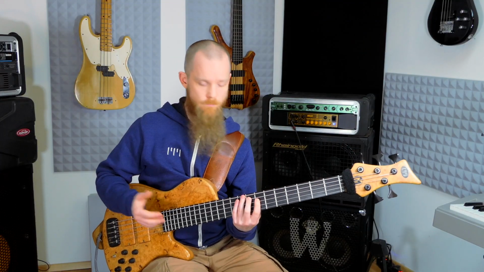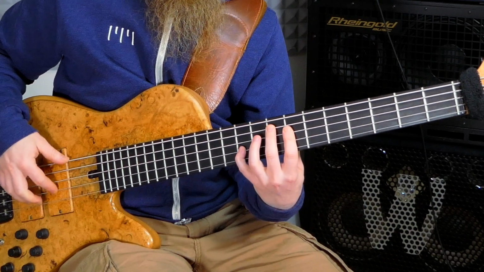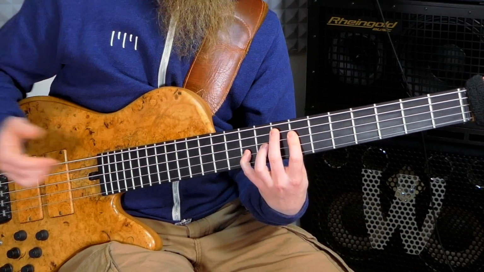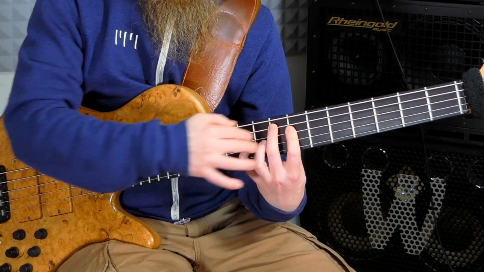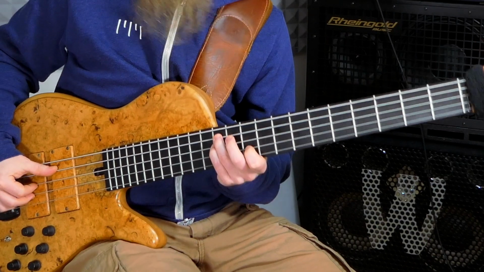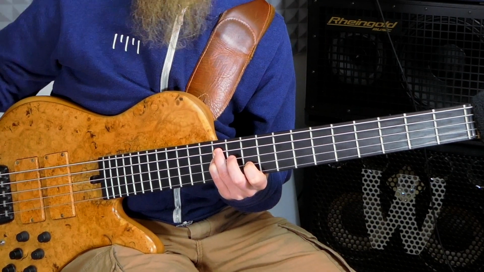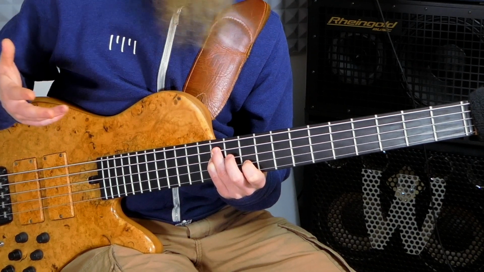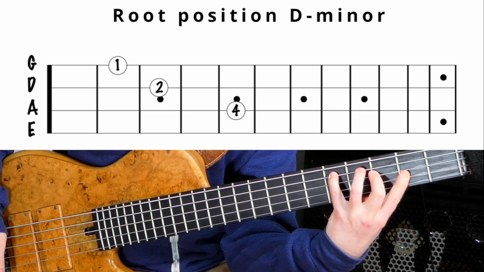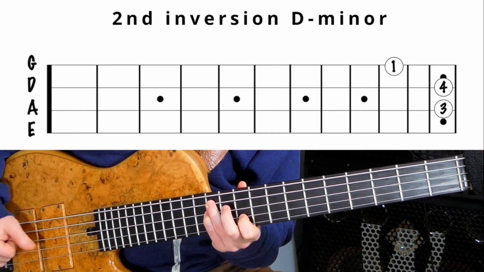Second inversion. Same thing. We take the lowest note, take it up an octave. The F goes to the 10th fret of the G string, and those two notes go up 5 frets and down a string. So we get this shape. And now we have the 2 inversions plus the root position of the D minor triad. Root position, first inversion, and second inversion.